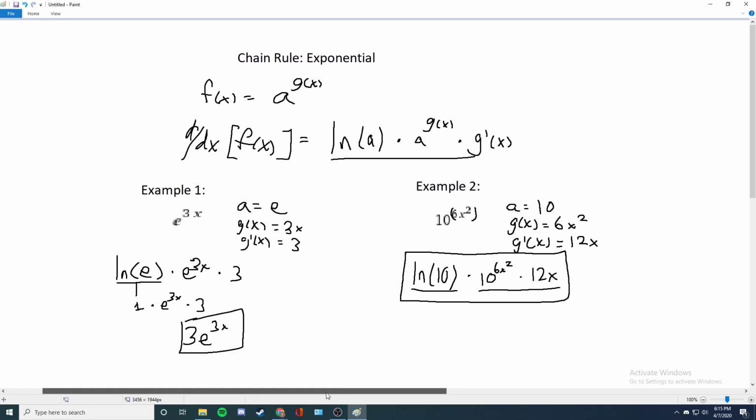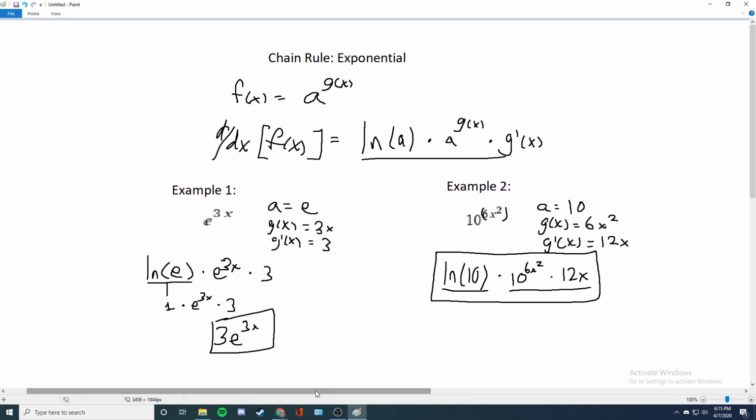So overall, this shouldn't be too difficult. As long as you can pick out the a and the g of x from problems like this, you shouldn't have too much of an issue. Usually your base is going to be e, so this natural log won't really come into play very often, but you'll want to remember it for the future. It's always something I forget personally.